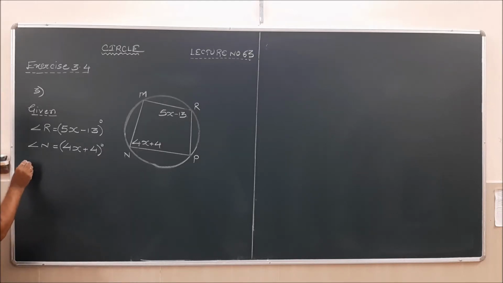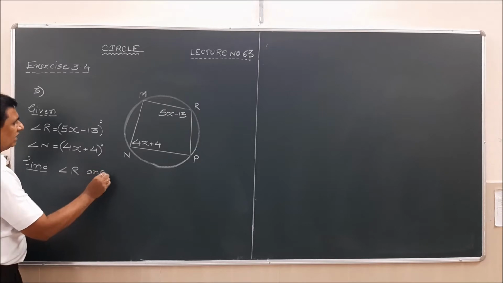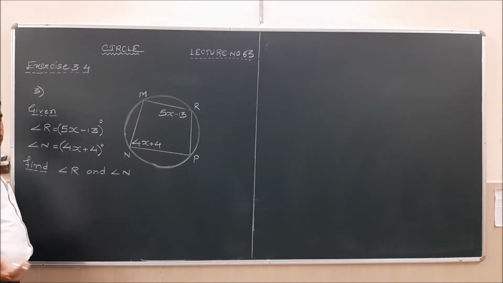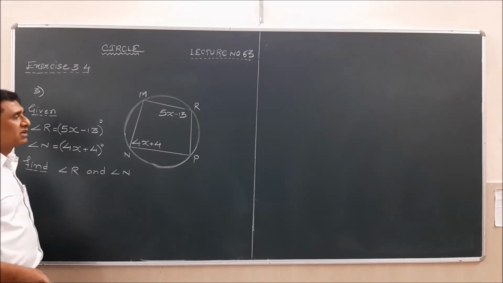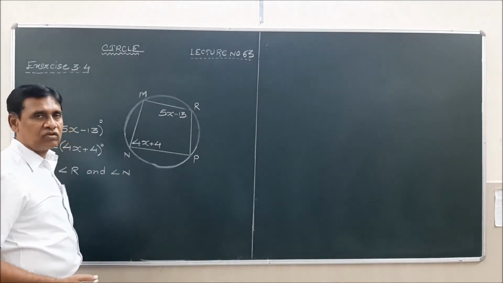Very simple. Find angle R and angle N. Of course, we have to find their measures in degrees, as integers, because at present they are in terms of variables.